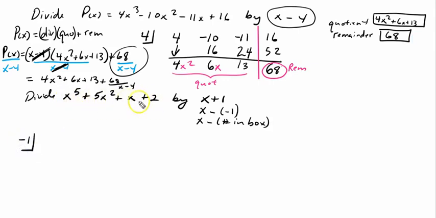Now here, my polynomial, if I just wrote 1, 5, 1, 2, I would be wrong, because not every power of x is represented there. What you actually have is 1 times x to the 5th, but there's not an x fourth term. There's not an x cubed term.